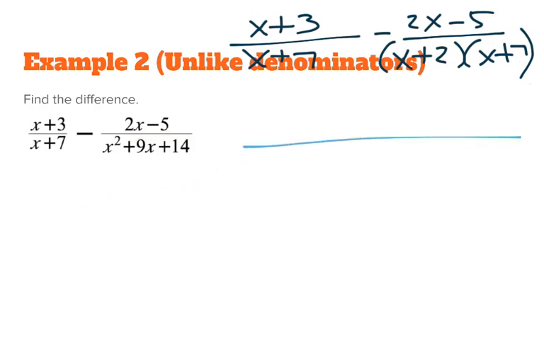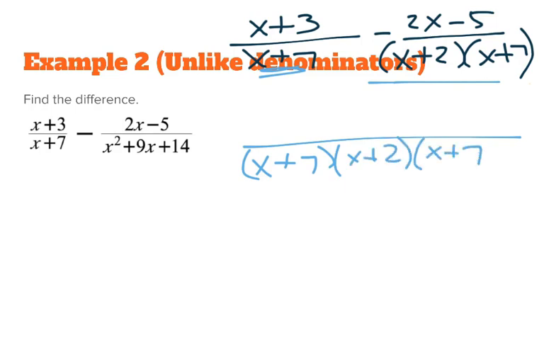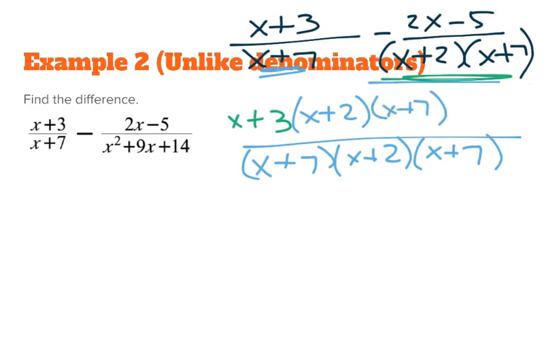So I'm going to write all of this over one fraction, and the denominator I'm going to do is just multiplying this one with these. So putting all those together would look like this. Okay, so what did the numerator have to do to get that? Well, the x plus 3 had to be multiplied by this denominator over here. So x plus 2, x plus 7. And then I'm subtracting the other term, which was 2x minus 5, times this denominator, x plus 7.